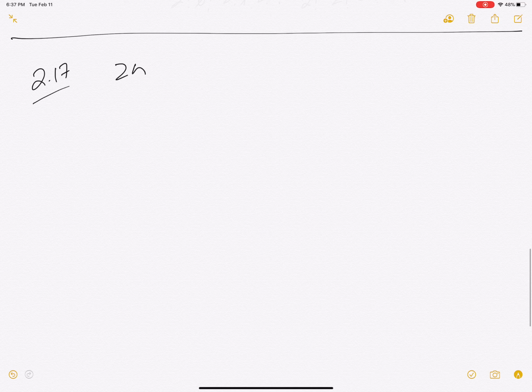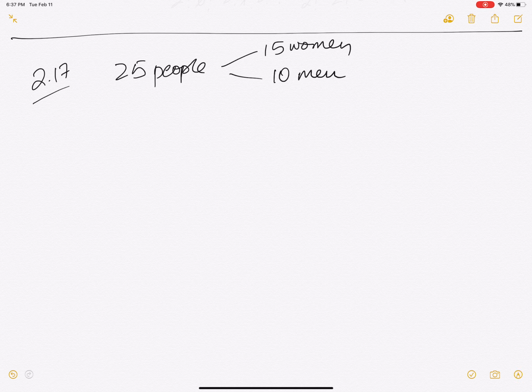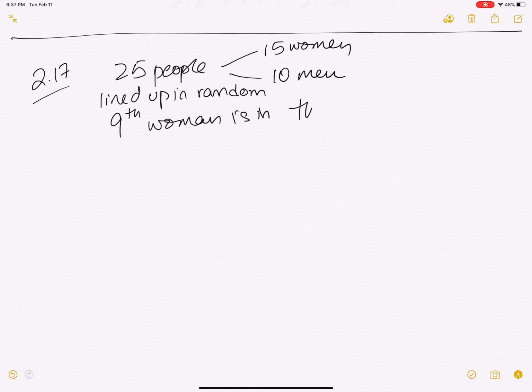What does that say? There are 25 people, and of these 25 people, there are 15 women and 10 men. Okay? They're lined up in a random order. So these 25 people are lined up in a random order, and you want to find the probability that the 9th woman is in the 17th spot.